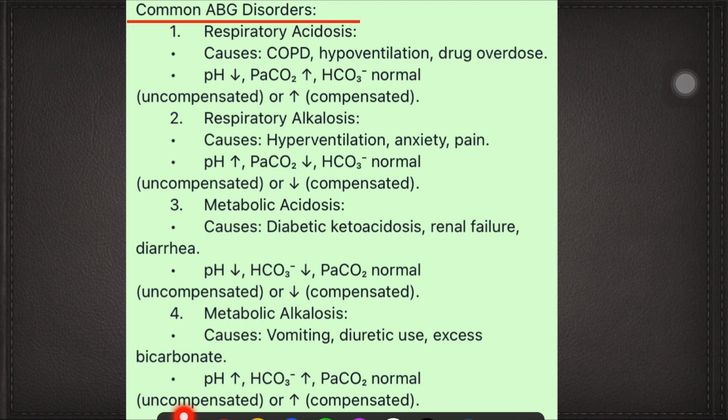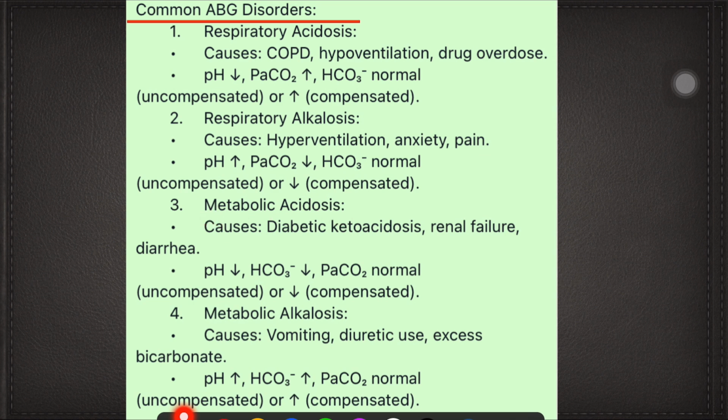In both respiratory acid-base imbalances, bicarbonate remains normal. In acidosis, the pH is decreased, and in alkalosis, the pH is increased. Regarding metabolic acid-base imbalances, bicarbonate level is abnormal. It is increased in case of alkalosis and decreased in case of acidosis.